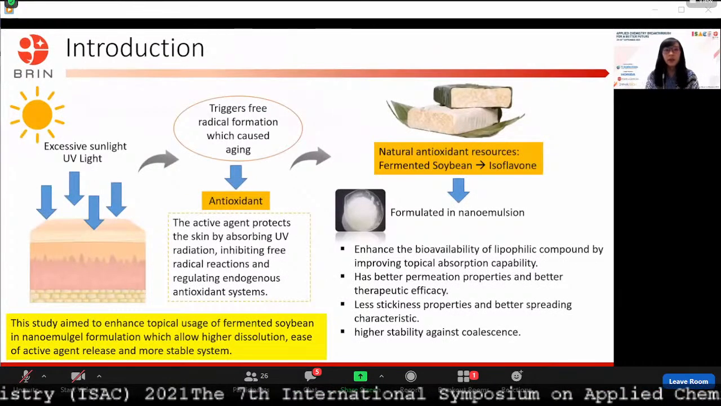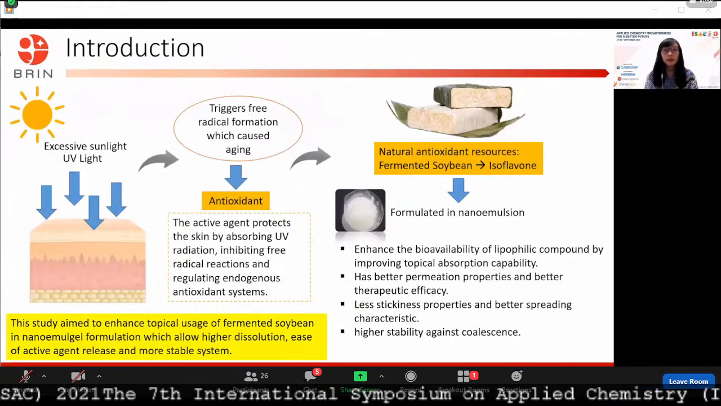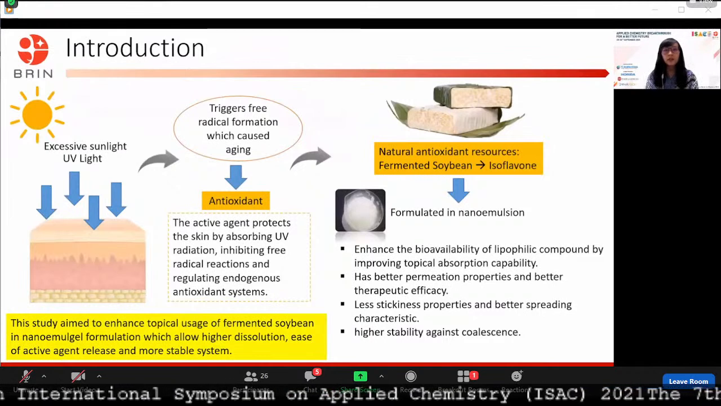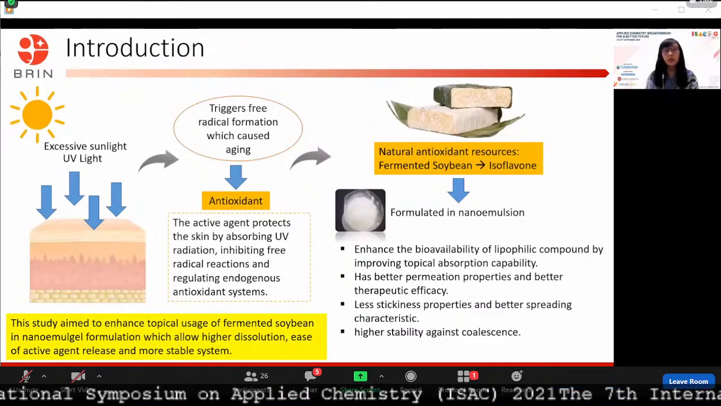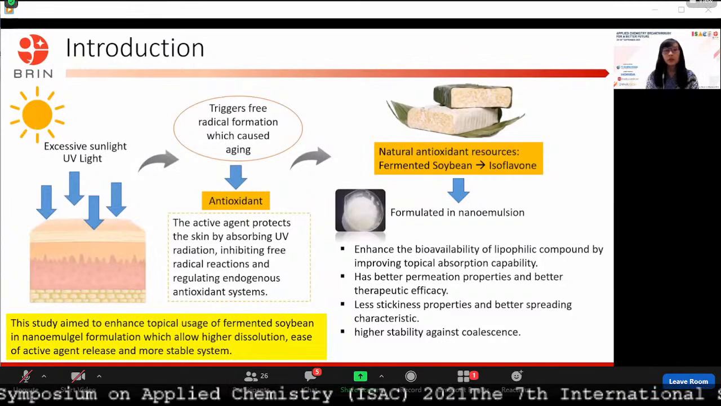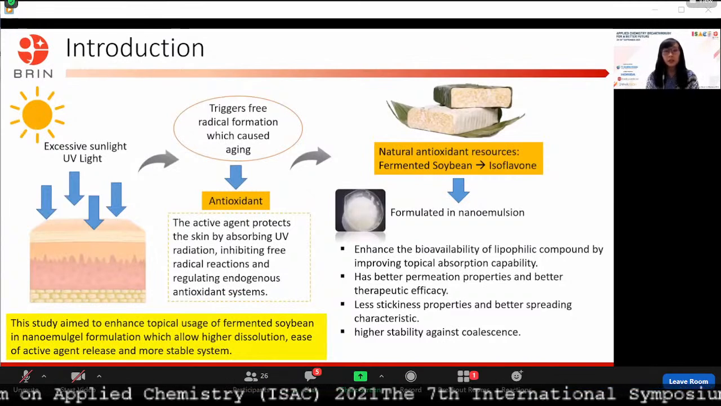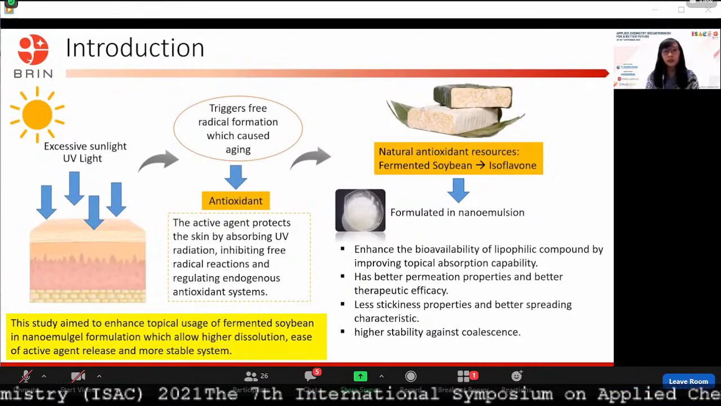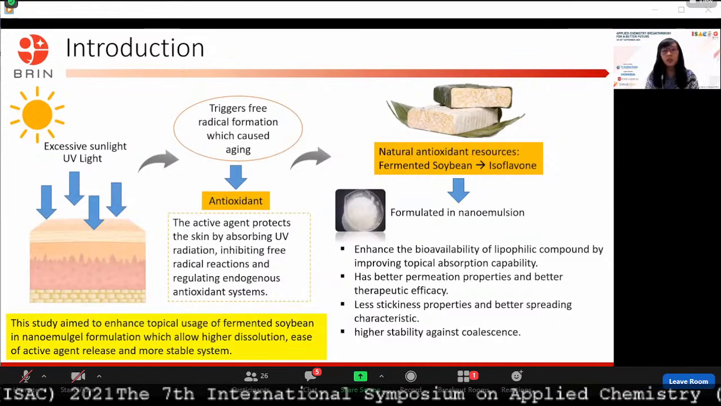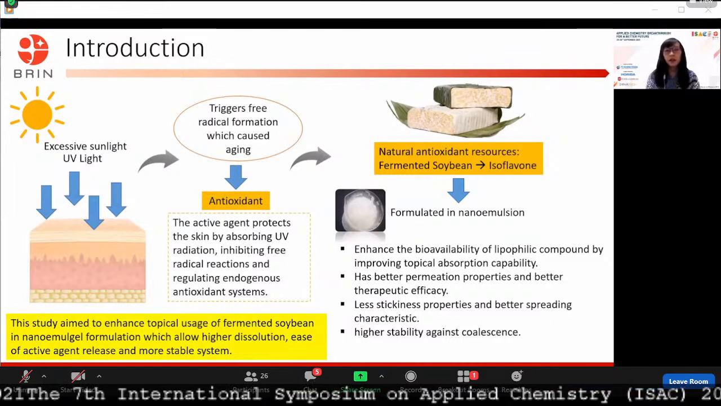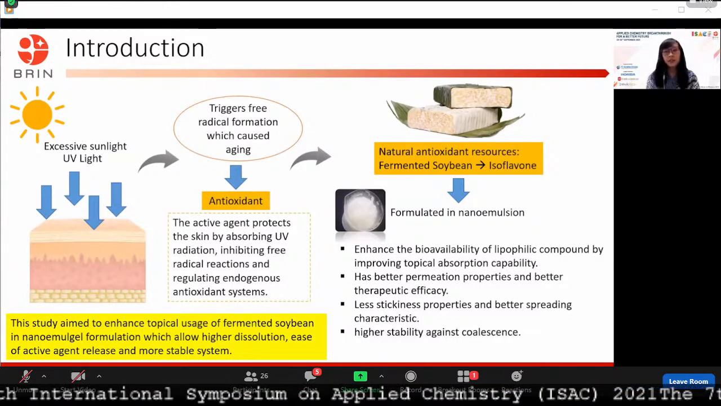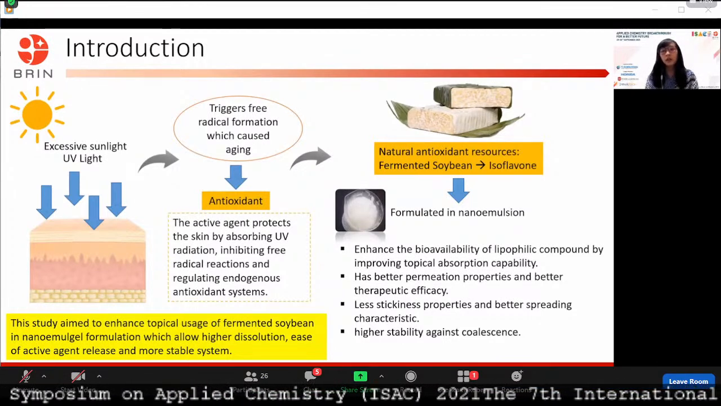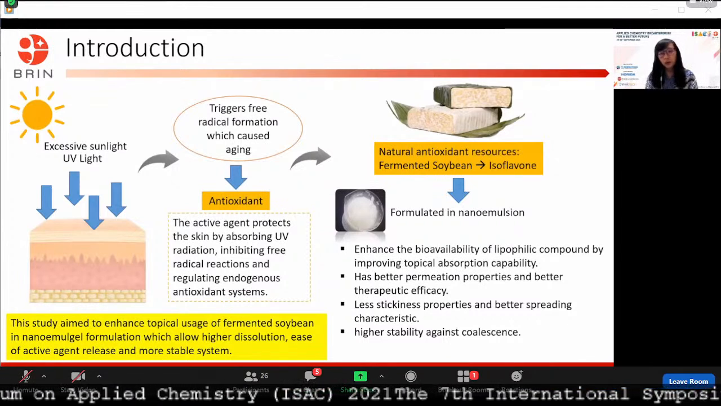This is the introduction. Skin is the part of our body that is exposed to excessive sunlight and UV light, which trigger free radical formation that causes aging. To prevent this type of photoaging, we need substances called antioxidants. They are active agents that protect the skin by absorbing UV radiation, inhibiting free radical reactions, and regulating endogenous antioxidant systems. Natural antioxidant resources can be found in fermented soybean, which is rich in isoflavones.